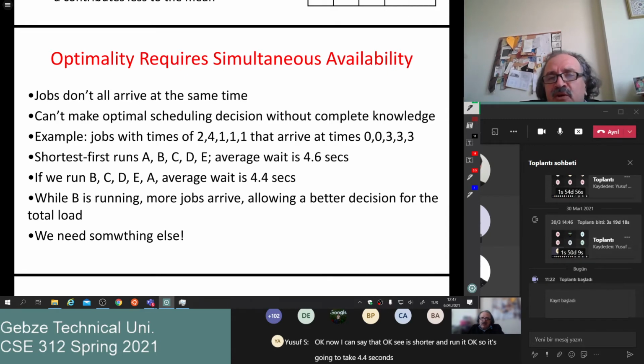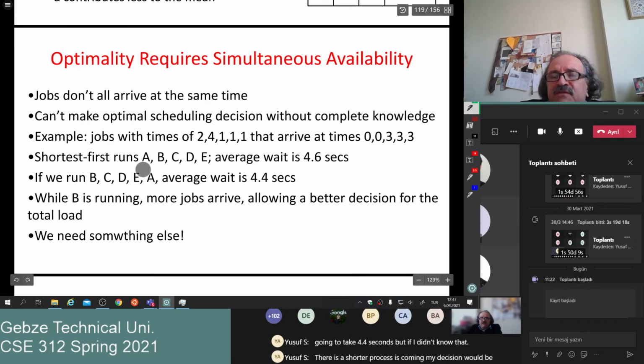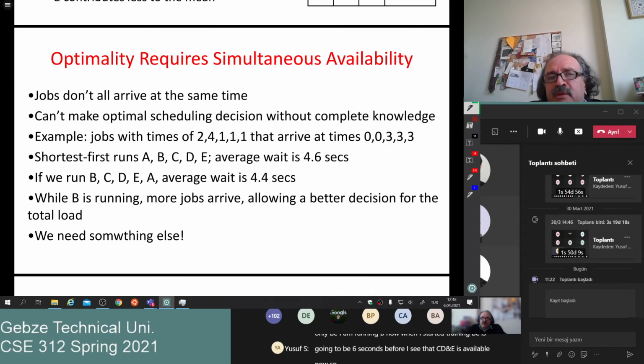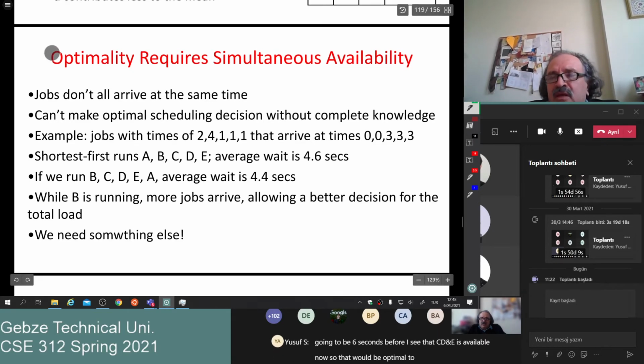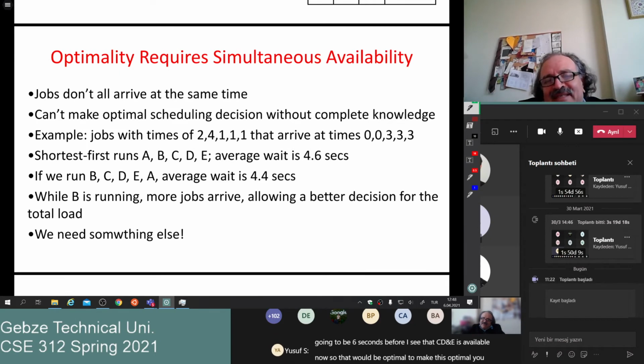But if I didn't know that a shorter process is coming, my decision would be to run A first. After A is finished, at second number 2, I have only B. I am running B now. When I started running B, it's going to be 6 seconds before I see that C, D, and E are available. So to make this optimal, you need to see into the future, but this is not available, right?